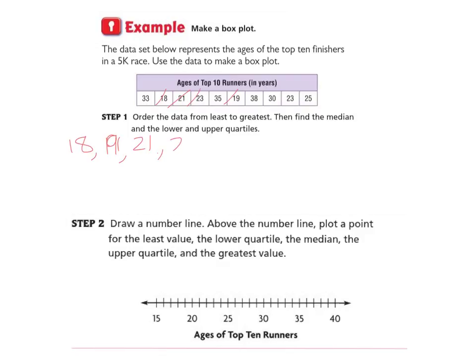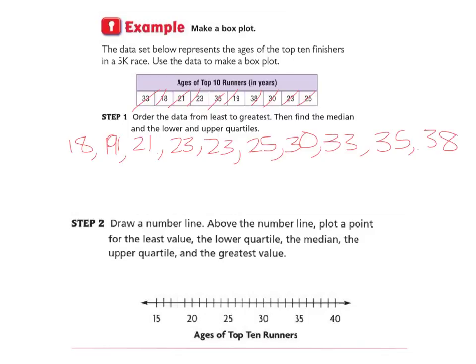23. Looks like there's two 23-year-olds. And 25, right? 25. 30-year-olds. 33-year-olds. 35. And 38. Now let me just count those, make sure I have enough. 1, 2, 3, 4, 5, 6, 7, 8, 9, 10. Perfect. I have 10 people.